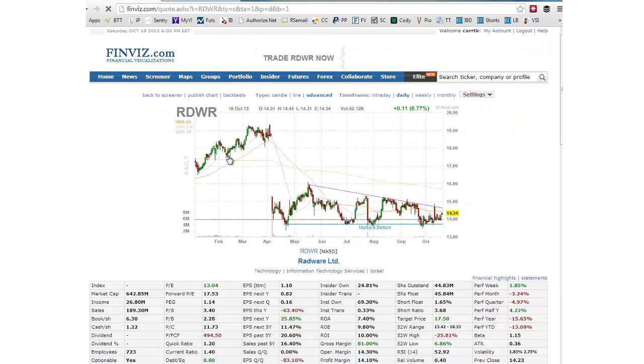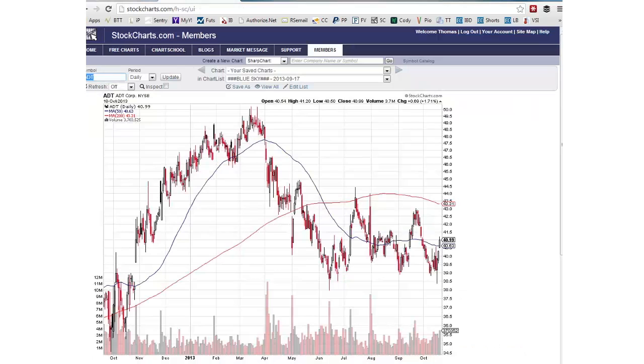One of them is Radware. They came out with a horrible earnings warning, lowered their guidance and all of that back in April, and got knocked way down from above 19 to below 15. And they've been consolidating that downtrend ever since, but doing so in a bearish fashion with this descending triangle. So let's take a closer look at that and see how we would play that.